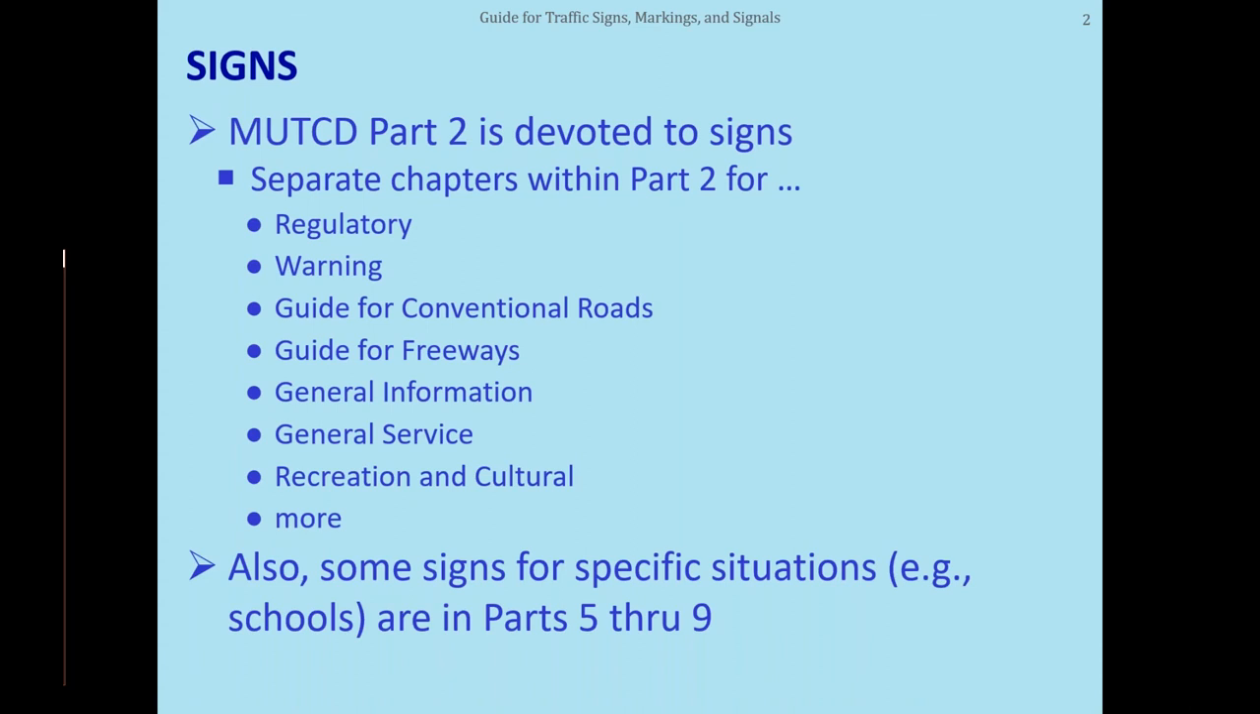And let me restate, some types of signs are going to be in what I call the special topic parts 5 through 9. So I'm going to restate, if you wanted to find a school zone sign, you would not find it in part 2, but rather you would go to part 7.